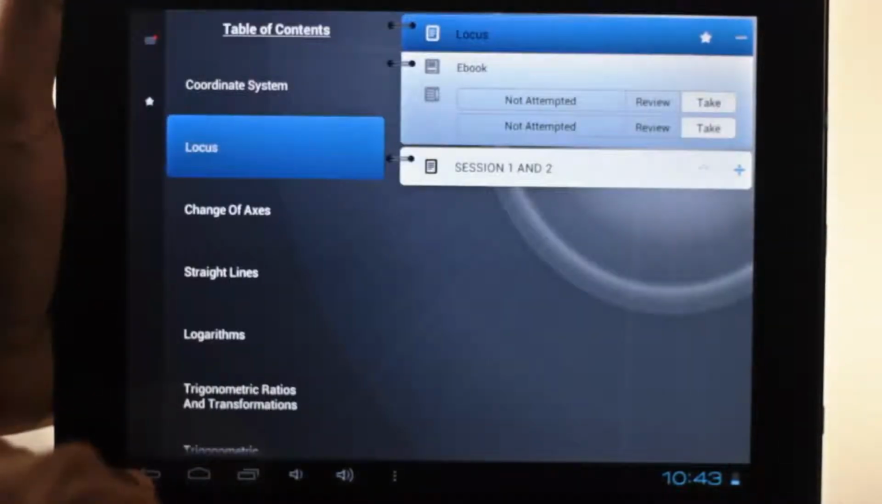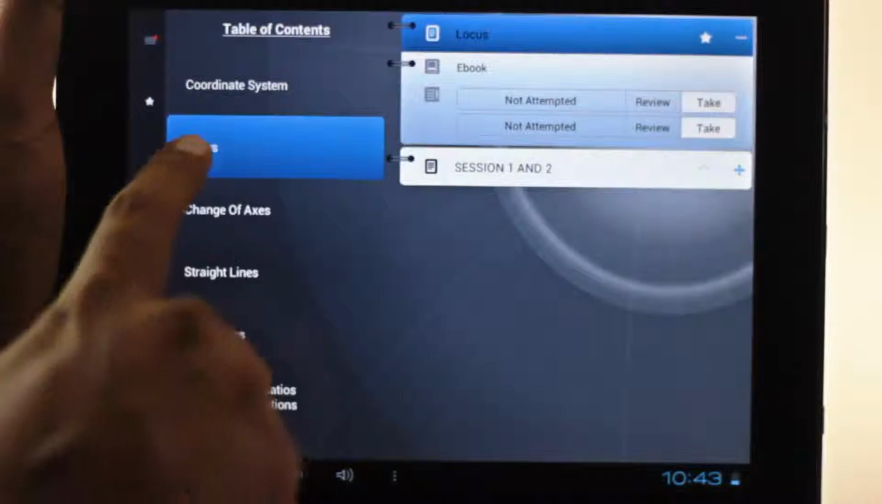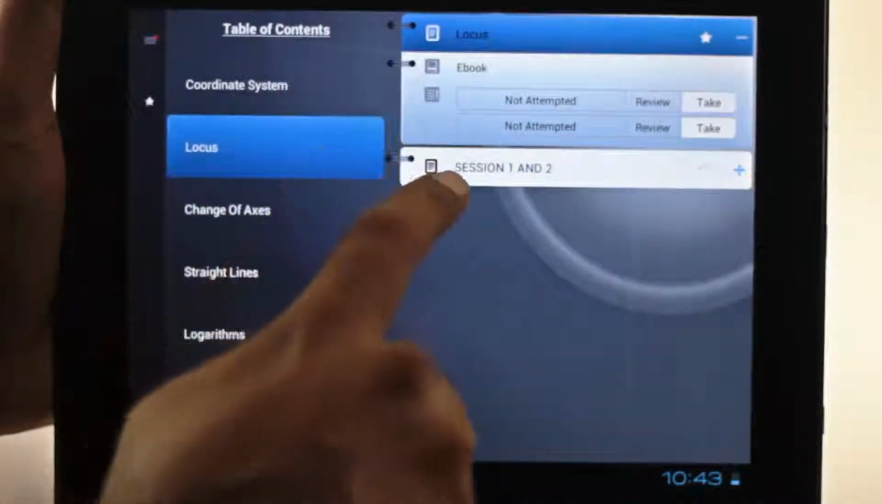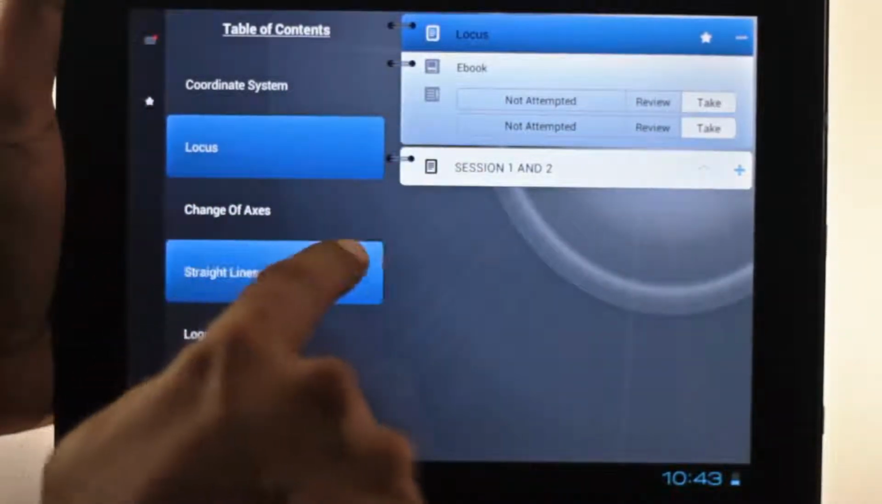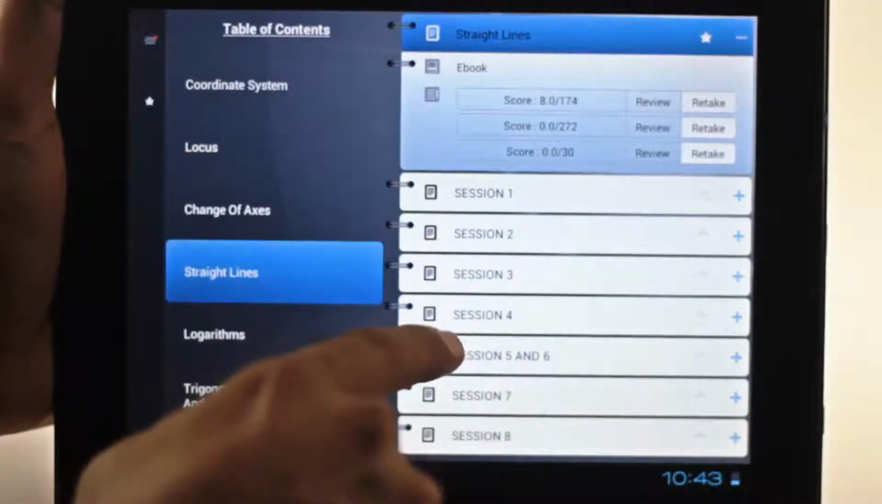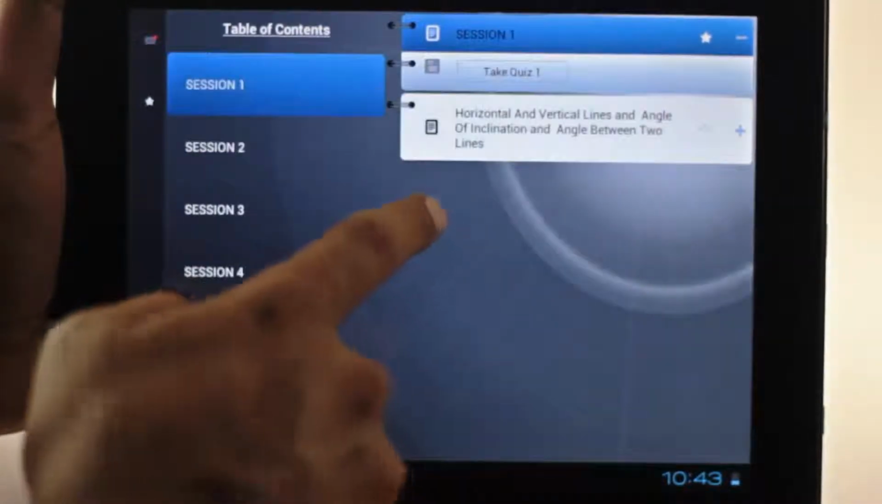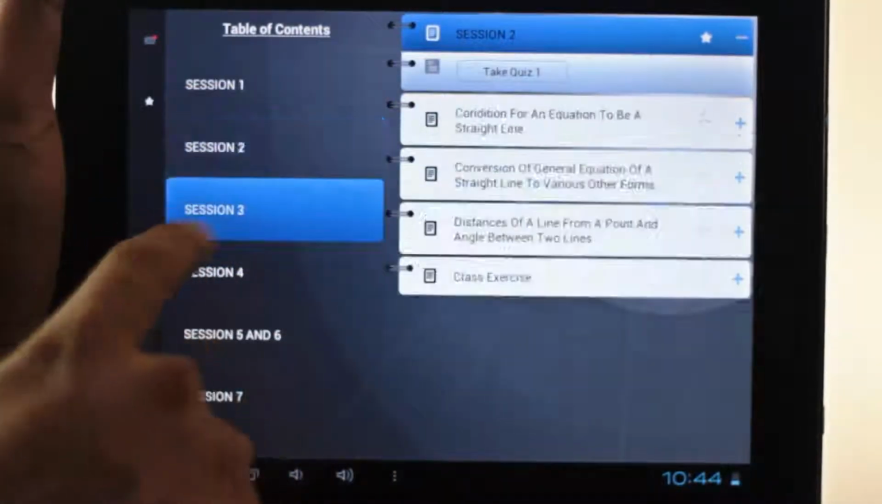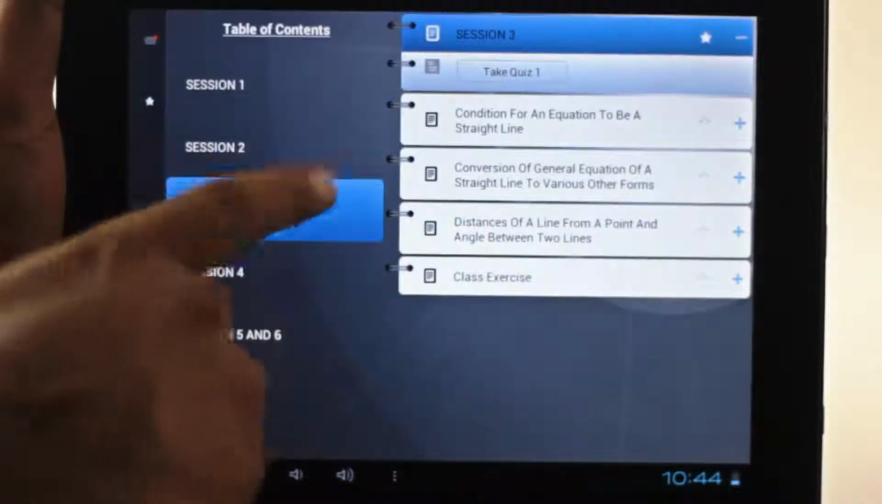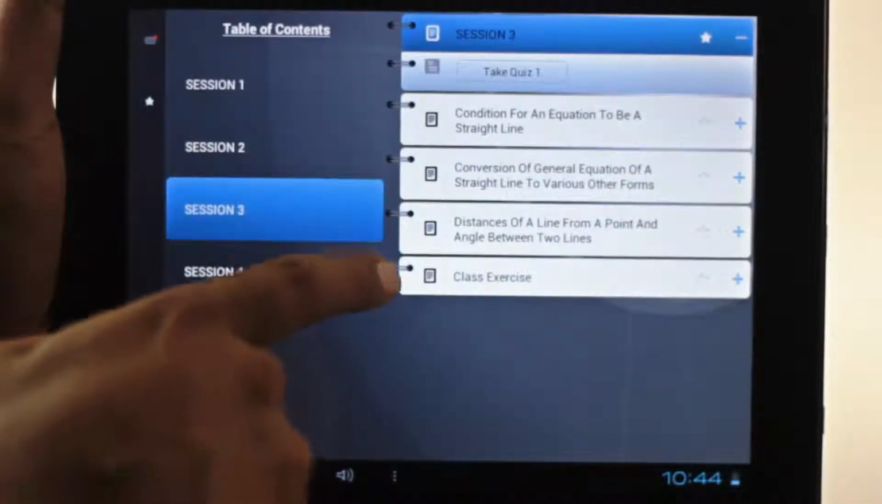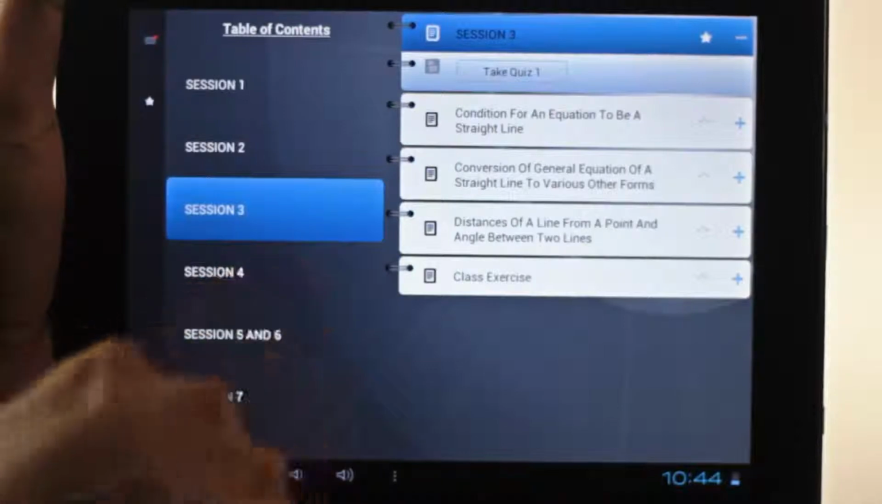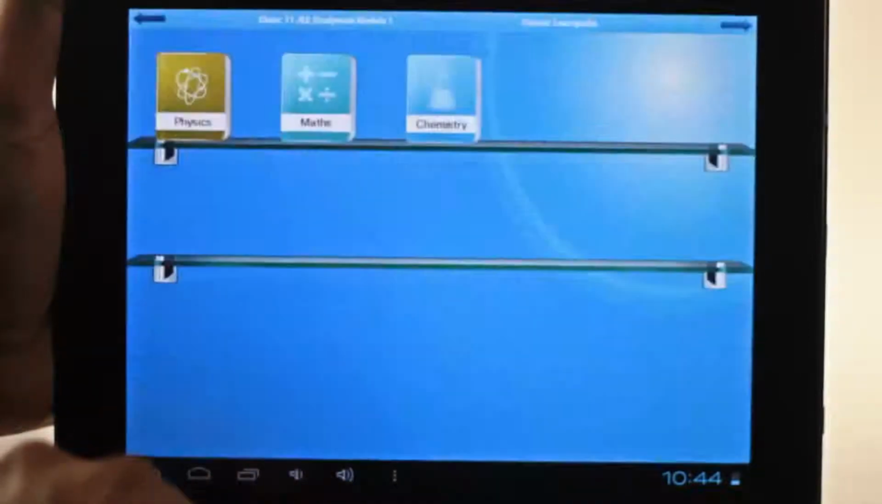So what we have seen is every chapter has an ebook. They are divided into sessions like this, and each session has a quiz. Like session 1 has a quiz, session 3 has a quiz, and every session has its individual concepts taught in detail. Let me take you back.